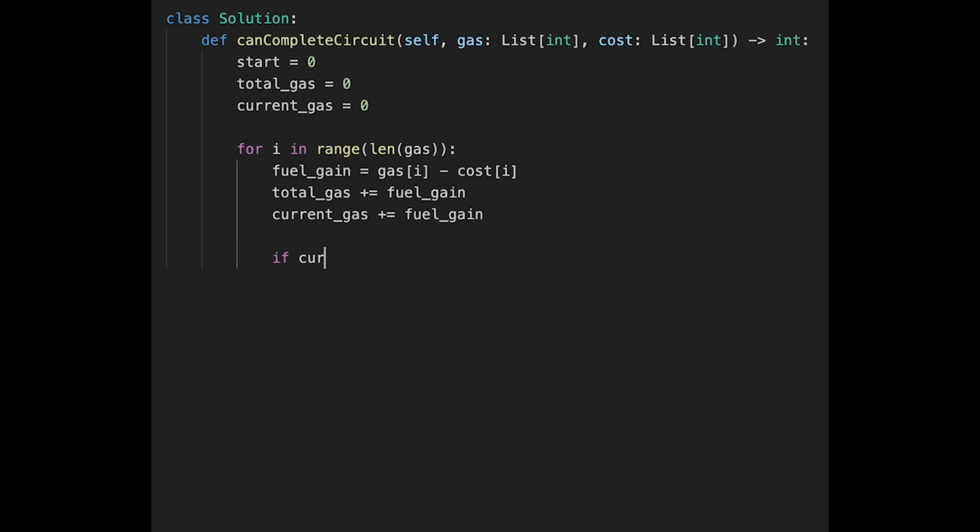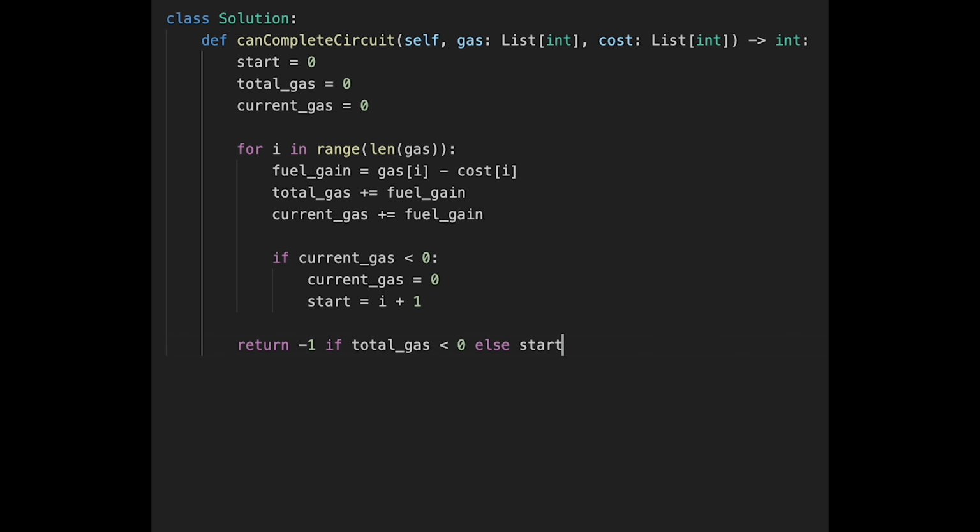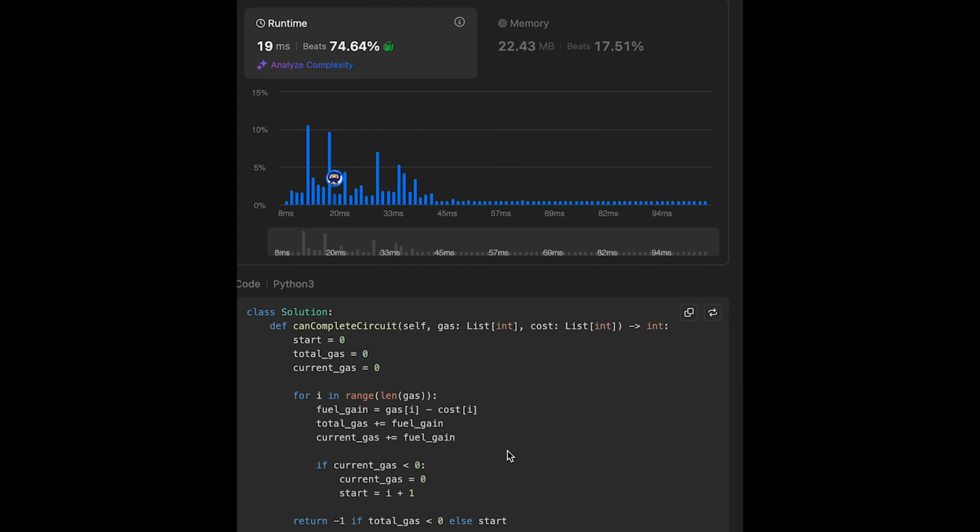And then if current gas is less than 0, that means we are short of gas. So reset current gas to 0, and the starting point should be current index plus 1. And then at last, return -1 if total gas is less than 0, else the starting point. Yeah, so let me submit it. Yeah, looks good. The time and space complexity are the same as solution 1. Time is O(n) and the space is O(1).